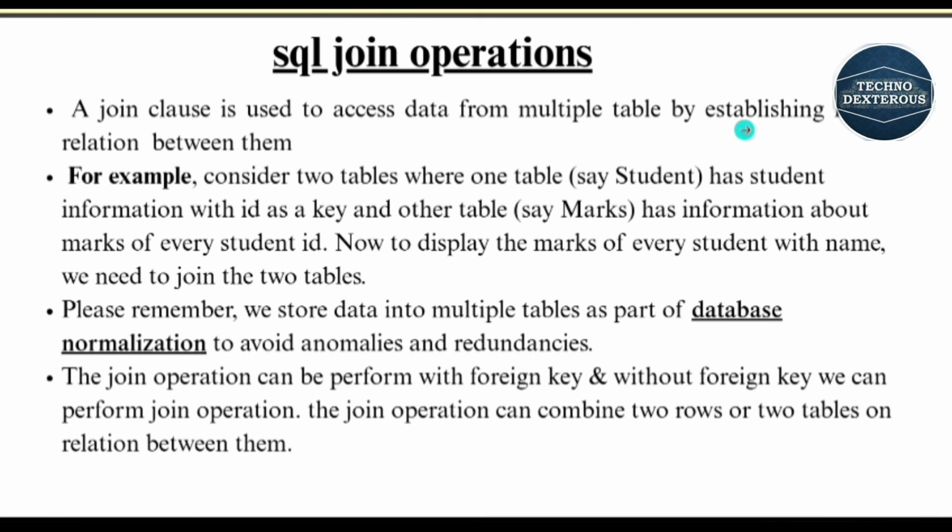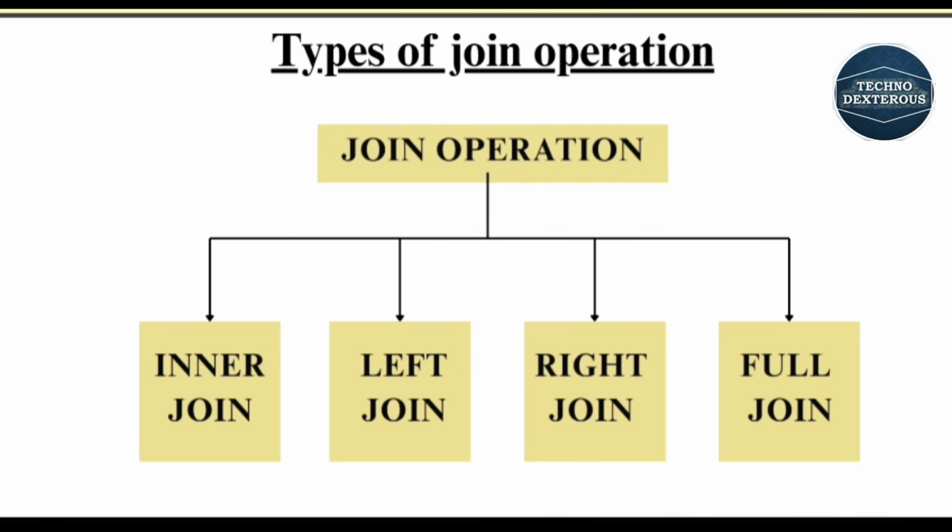Then what is join operation in SQL? In a database, data is usually stored in different tables to avoid duplication and improve efficiency. Join helps combine data from these tables when we need it. For example, a student table has student details and a course table has course details. Join can combine them to show which student is in which course. There are multiple types of join operations like inner join, left join, right join, full join.